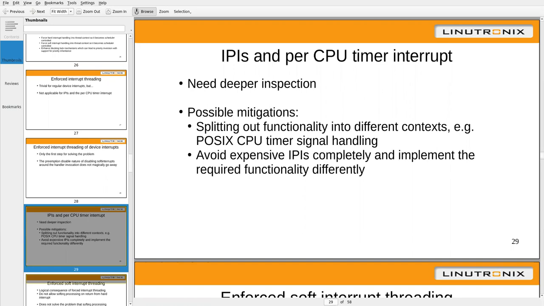And one of the issues with the per CPU timer interrupt was POSIX CPU timer handling, not the actual runtime checks. They are quick and trivial, but what's expensive or impossible to do from that context on a RT kernel is sending signals to the process. So that got solved by splitting out that functionality and basically deferring it to task context and let the task kill itself once it tries to return to user space.